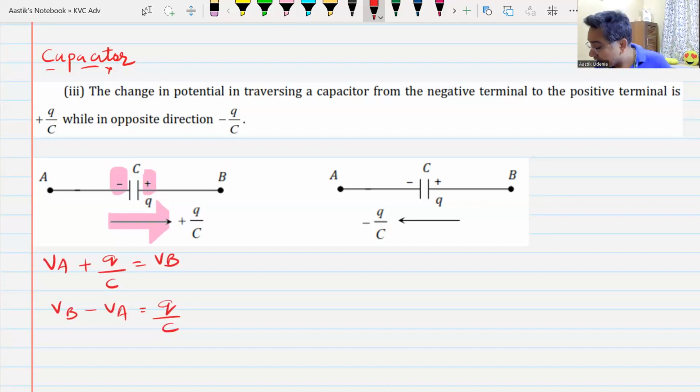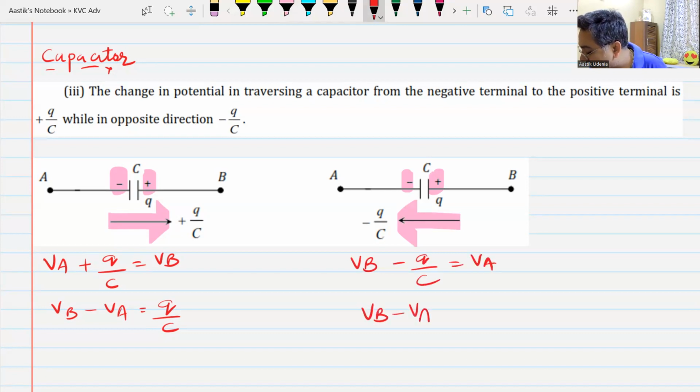Yes, sir. If I move in the opposite direction, from B to A, I will move from a point of higher potential to lower potential. So the equation will look like this: VB minus Q by C is equal to VA. No matter how I write the equation, VB and VA are the potentials of points B and A. The equation will always be same whether I move from A to B or B to A. I'll give you 2 minutes to note this down.